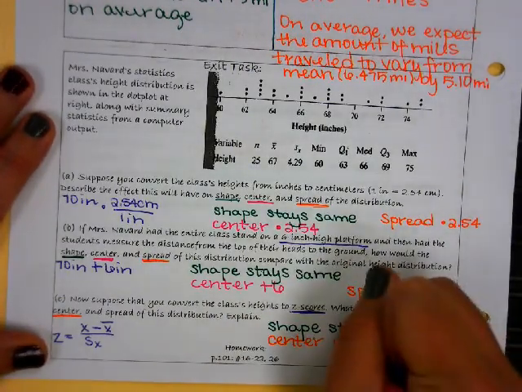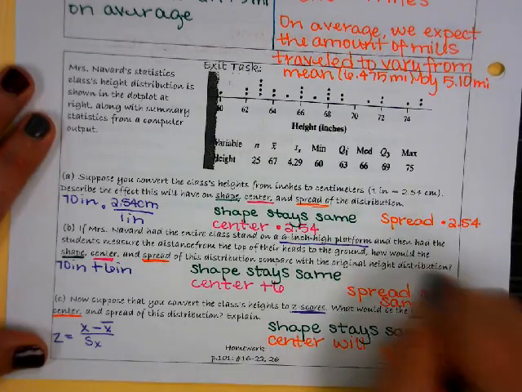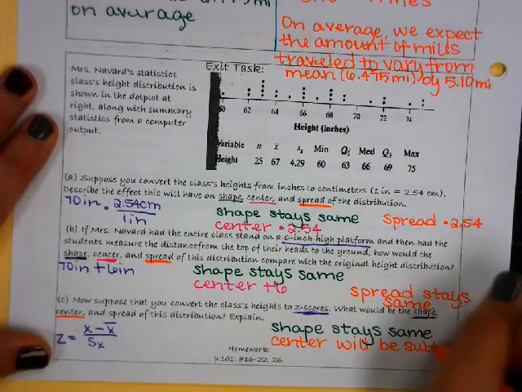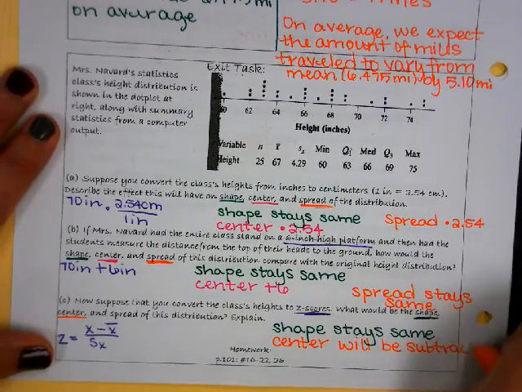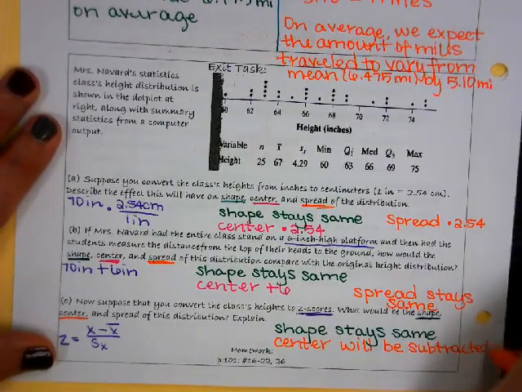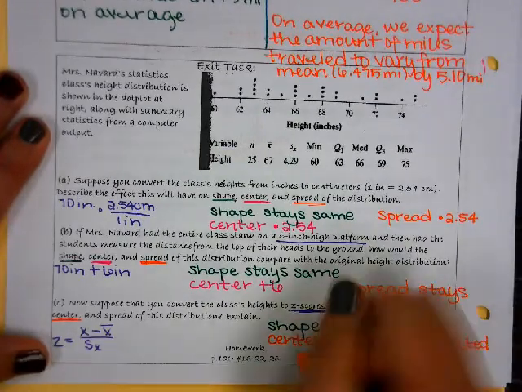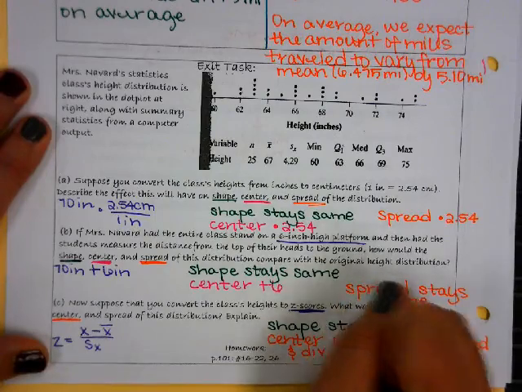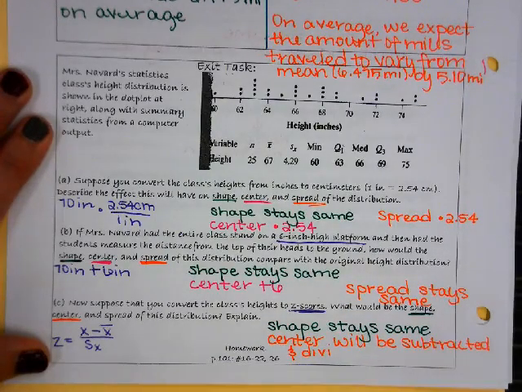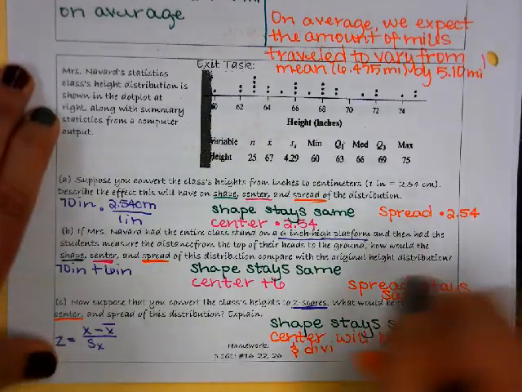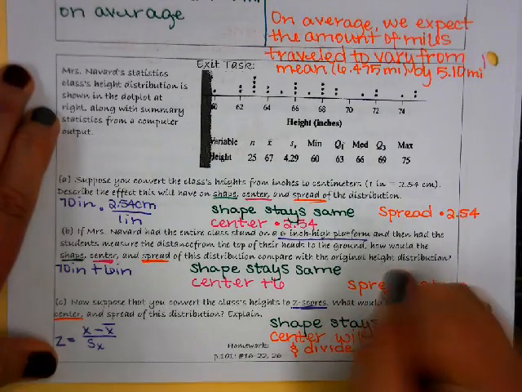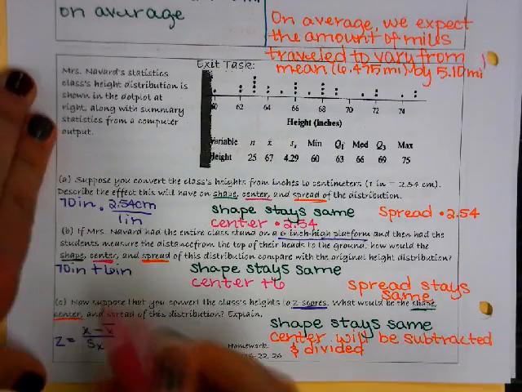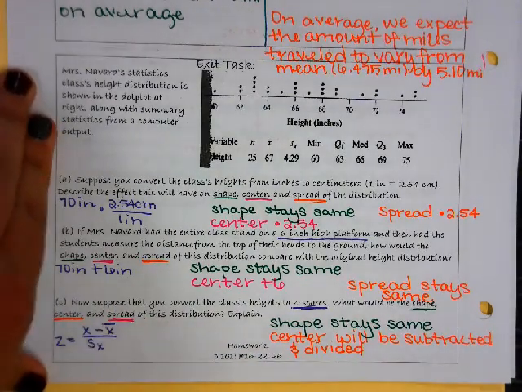And then what about spread? Sorry, that should have been in pink. What's going to happen with spread? Is it going to be affected by subtraction? It's just the division.